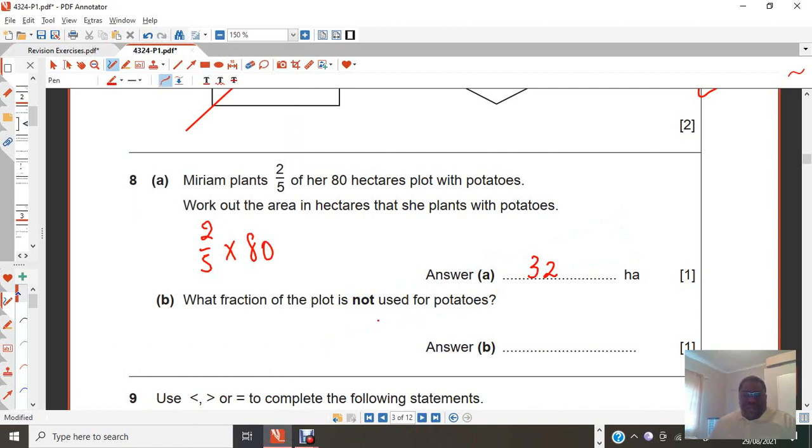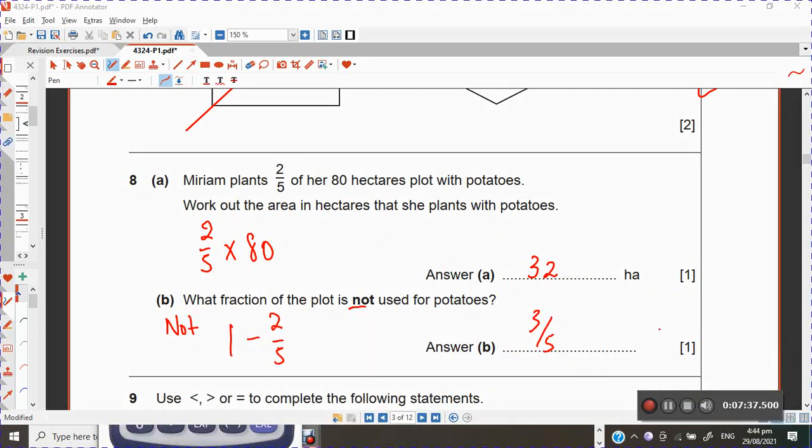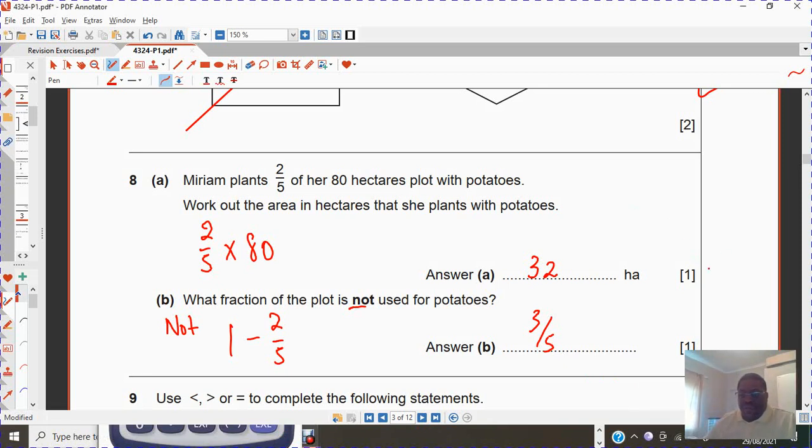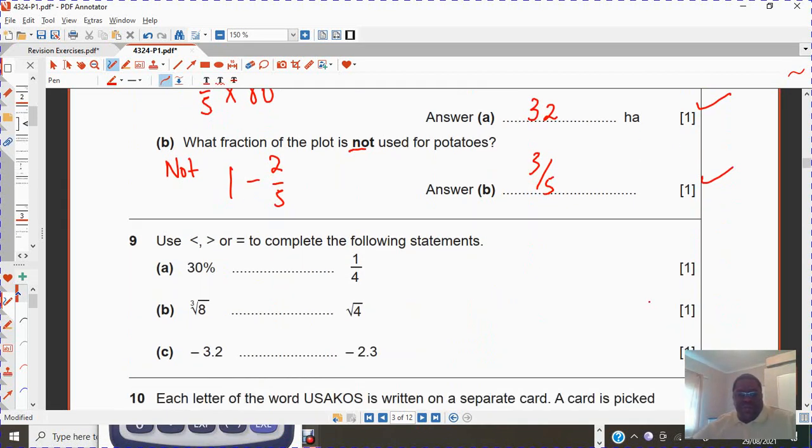Okay, what fraction is not used for potatoes? So let's first consider 2/5. So that's 1 minus 2/5. They are looking for a fraction. So the whole thing will be 3/5 of that is not used for potato. Okay, right. So again, this is just 1 mark and 1 mark there. The next question, you're supposed to complete putting smaller than, bigger than, or equal to.